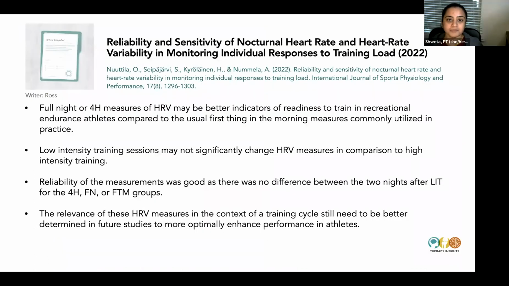Okay, well, since our research reviews are mostly tied to our resources, I know that this is a very interesting article coming up, Reliability and Sensitivity of Nocturnal Heart Rate and Heart Rate Variability, Monitoring Individual Responses to Training Load, which is related to your heart rate variability article. So I'll let you talk about it, Ross.